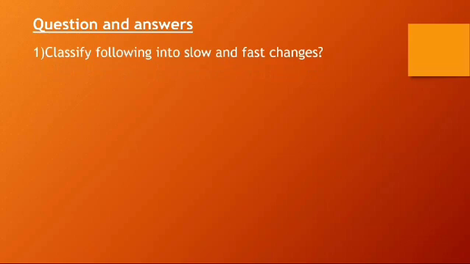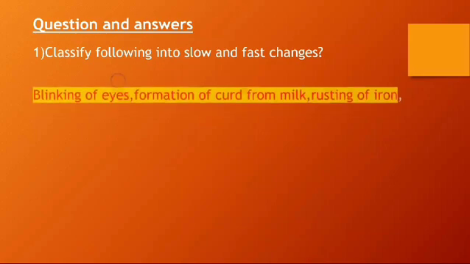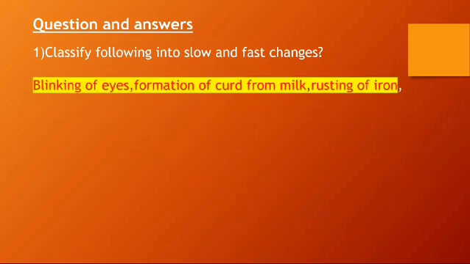First question: classify the following into slow and fast changes. Read the question well. I give some examples: blinking of eyes, formation of curd from milk, rusting of iron. So here three examples are there. We have to classify the three examples into slow and fast changes. What about the first example, blinking of eyes? Slow, yes, we know.